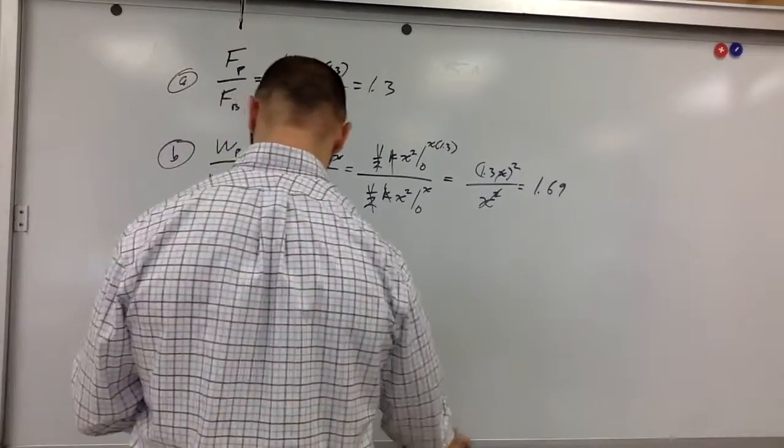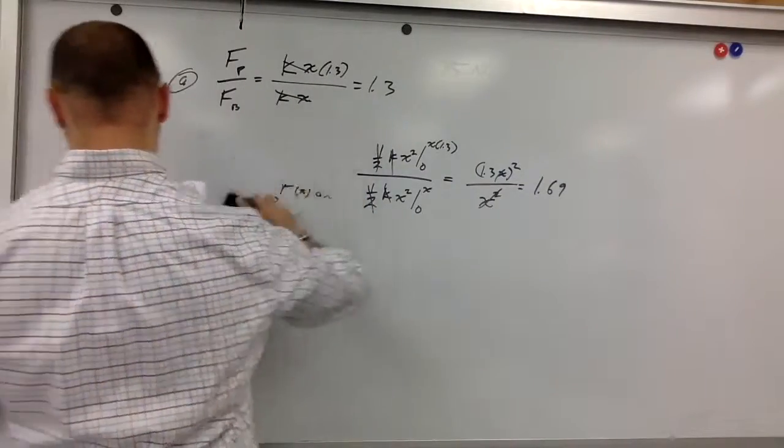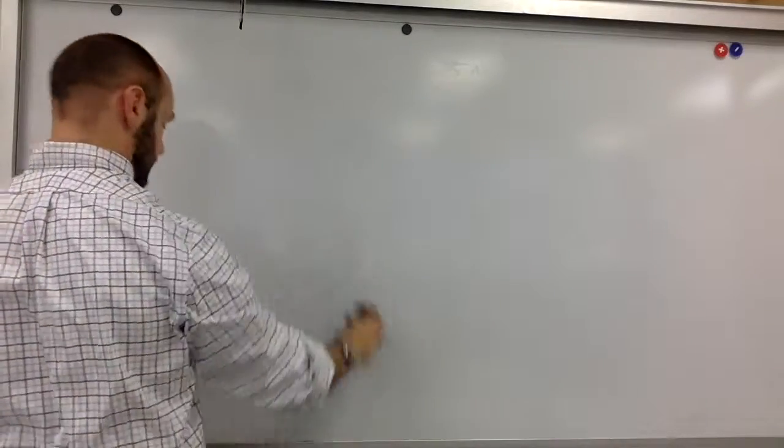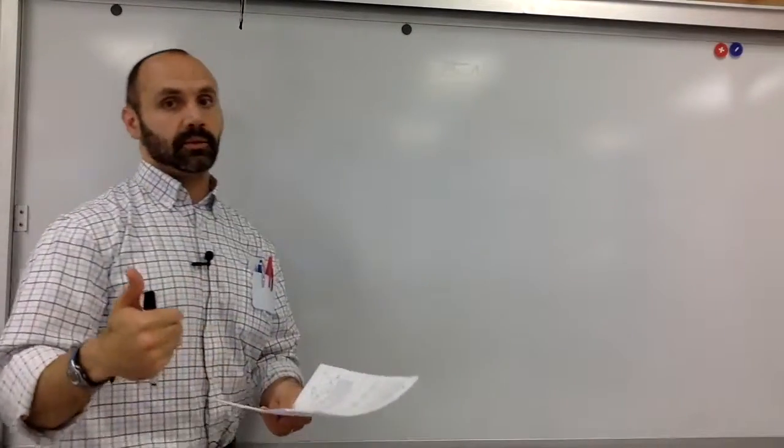Let's take a look at example 3. A 250-gram block drops 1 meter onto a relaxed vertical spring. Okay, we've got something dropping, we've got a spring. This is going to be a conservation of energy problem.